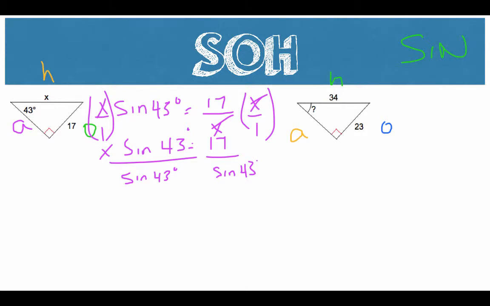So what I have left on this side after these cancel out is x equals 17 over sine 43 degrees. And plugging this into my calculator, all I have to do is push 17, the divide button, the sine button, and in those parentheses I need to put 43. Now I'll get a long decimal answer, and you just need to round to the nearest tenth in our assignment, and that will take care of that.